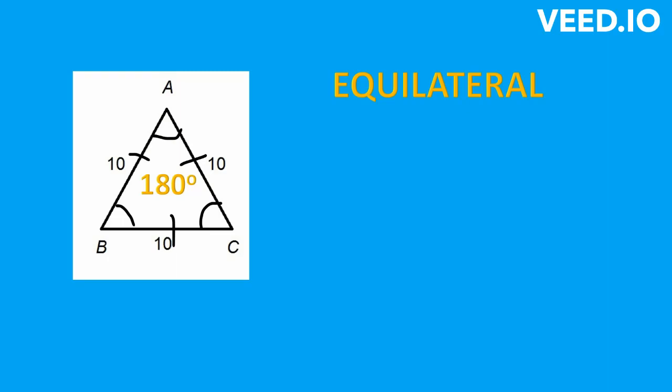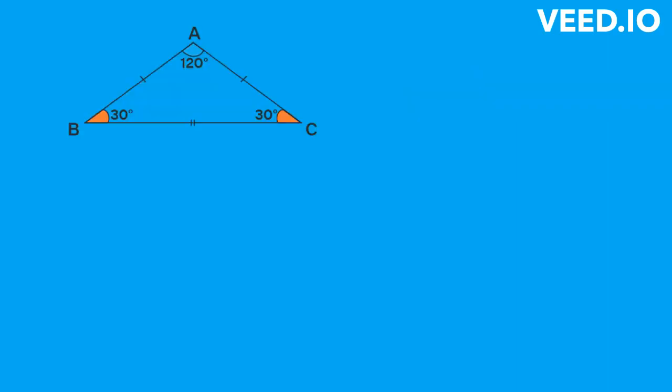So if all the angles are equal, let's try to find what is the measure of each angle. It is 60 degrees. Why? Because three angles put together make 180 degrees.